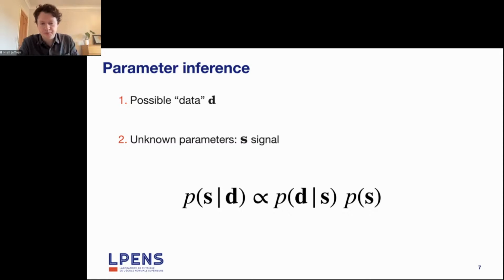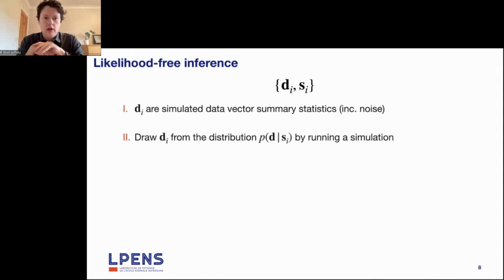So instead, what likelihood-free inference does is take simulations of your data and a label of the true signal. These don't have to be simulations. They could be any sampling of your data labeled by the true signal. And typically we use machine learning methods to then estimate the form of this probability density P of D given S. So we have our D_i, simulated data vector summary statistics. These Ds have all of the effects that one might observe. It includes all the noise, all the masks, all of those kinds of things.